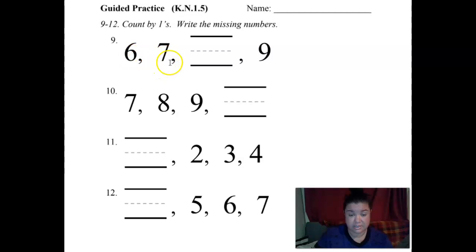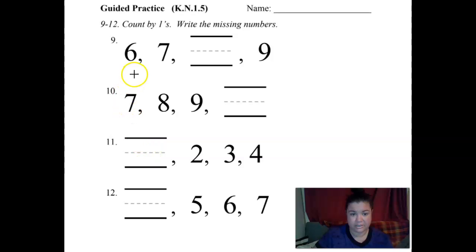So you have 6, 7, blank, 9. What comes between 7 and 9? 7, 8, 9. What comes after 9? Blank, 2, 3, 4. What comes before 2? Blank, 5, 6, 7. What comes before 5? Pause the video, and I want you to write these 4 numbers down and then check your answer. So pause now.